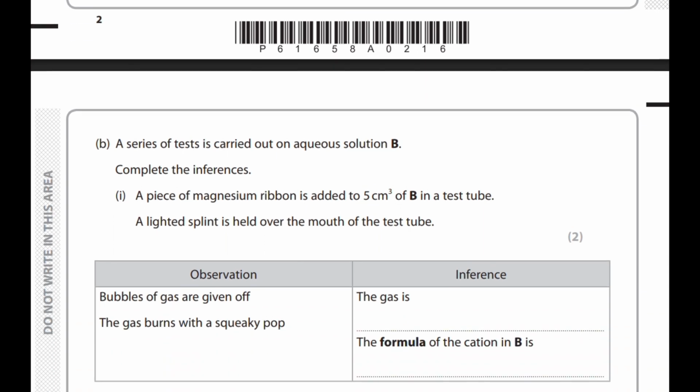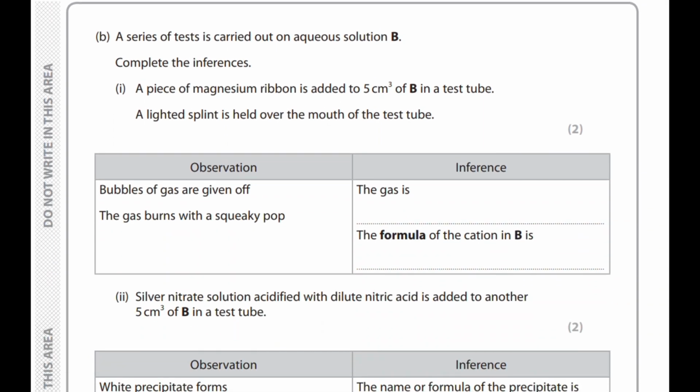A series of tests is carried out on aqueous solution B. A piece of magnesium ribbon is added to 5 cm³ of B in a test tube. A lighted splint is held over the mouth of the test tube. Bubbles of the gas are given off. The gas burns with a squeaky pop. You know the gas which burns with a squeaky pop. What is that gas? Yes, that's hydrogen gas. So you can write the name or the formula, it's up to you. But you must write the formula of the cation. So what is the formula of the cation in B?